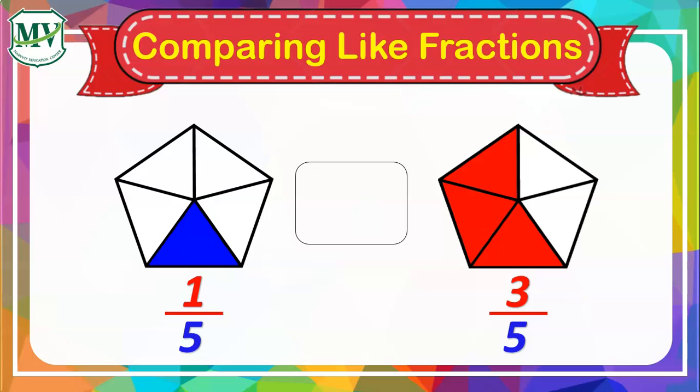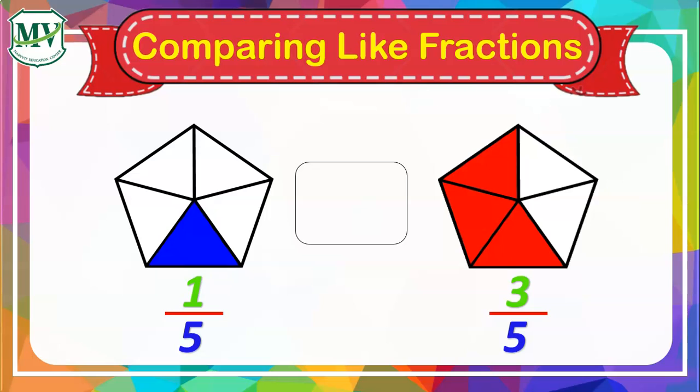Comparing like fractions is actually easy. All we need to do is compare the numerators. If the first fraction has the smaller numerator, it's less than the other. If it has the larger numerator, it's greater than the other. And if the numerators are the same, they are equal.